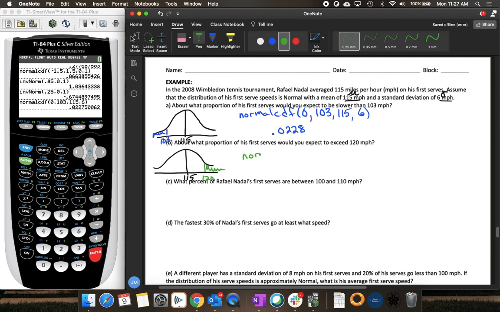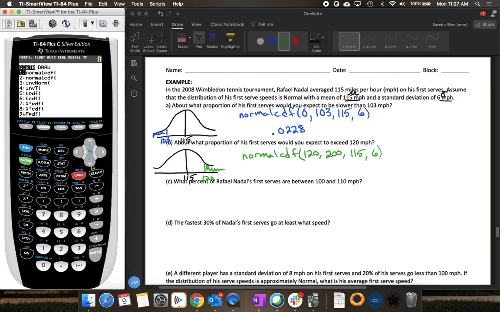So when we set up our normal CDF, we're going to have our lower is 120. For upper, we need to pick something a lot bigger than 120. So we need to pick maybe like 200. Should be plenty big enough. And then for the mean and standard deviation, again, we'll leave those as 115 and 6.